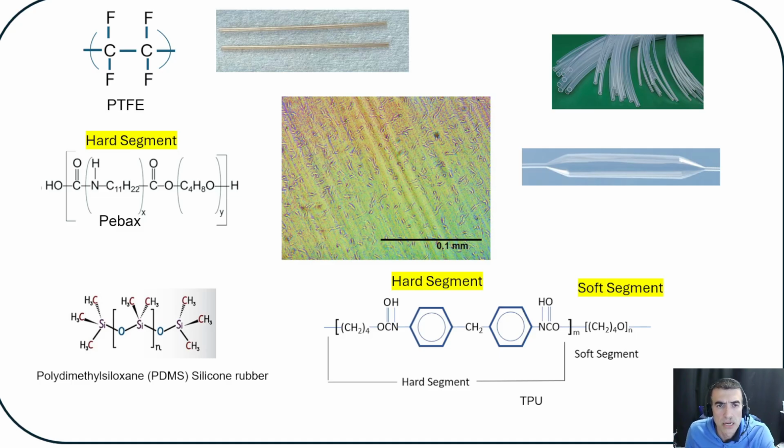Back to polyurethane. Polyurethane is similar to PBAX, but you have a lot of options with TPU. With TPU, you can have different soft segments. You can have polycarbonate-based polyurethane, polyether-based polyurethane, polysiloxane-based polyurethane. And within that, you can also change the type of the hard segment. So you can go aromatic, for example, where you have the aromatic rings in the structure. You can go aliphatic. And even within that category, you can change the ratio of hard to soft segment.